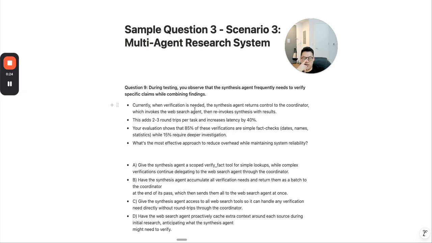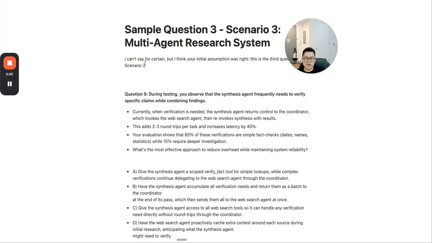So now we have this. So currently, when verification is needed? All right, so let's go ahead and break it down. I can't say for certain, but I think your initial assumption was right, that this is the third question for scenario 3. So during testing, you observe that the synthesis agent frequently needs to verify specific claims when combining findings.